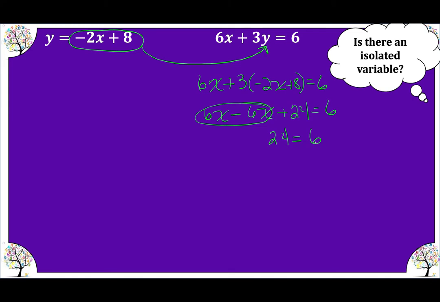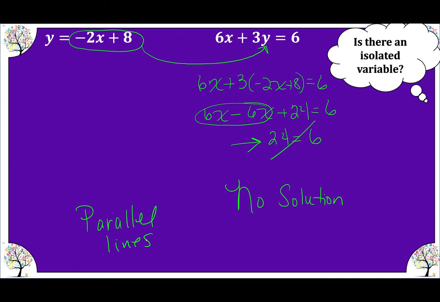Now, recall that whenever you are solving an equation and your variables are eliminated and you're left with a false statement, this means there is no solution. So this means these two lines were parallel and they would never intersect. If we were to rewrite this equation in slope-intercept form, we would see that they would have the exact same slopes and different y-intercepts. So these two lines will never intersect, so there's no solution.